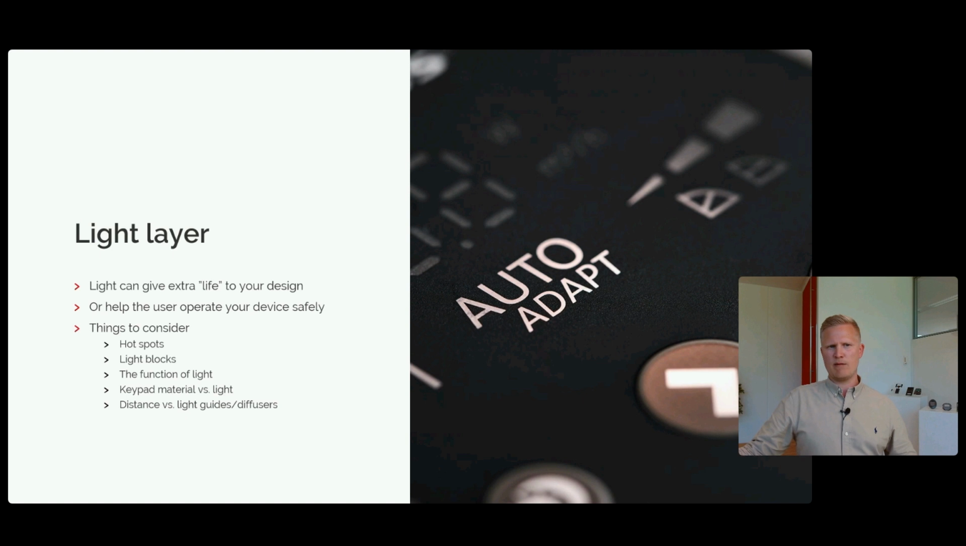And also consider the keypad material versus the light. If you have a lot of light, it might be better to use a silicone keypad than a foil, or the other way around. Here we can also look at the distance versus the light guides and diffusers, meaning that if you don't have enough distance, you might have to implement light guides or diffusers. So let me show you some examples of how different types of light can be used.